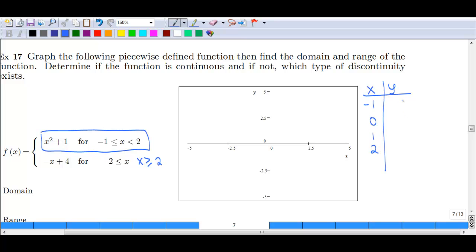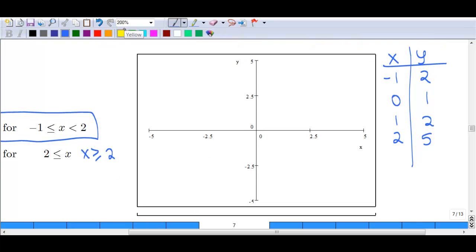So when you plug in negative 1, you should get 2. You get negative 1 squared plus 1. You plug in 0, you get 1. You plug in 1, you get 2. And you plug in 2, and you get 5. So let's graph that real quick. We've got the points. I'll zoom in here a little bit so we can see the axis. You've got the point negative 1, so about here. And then we're going to go up to 2. At 0, we are at 1.